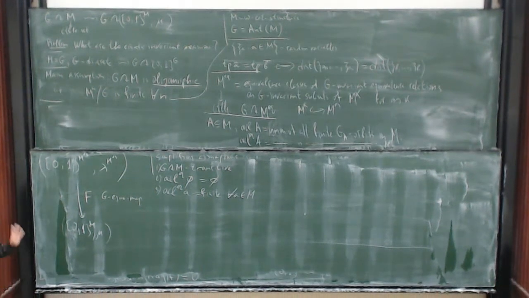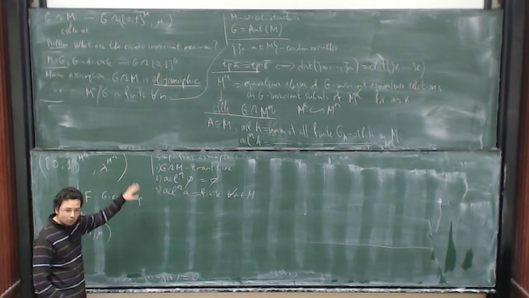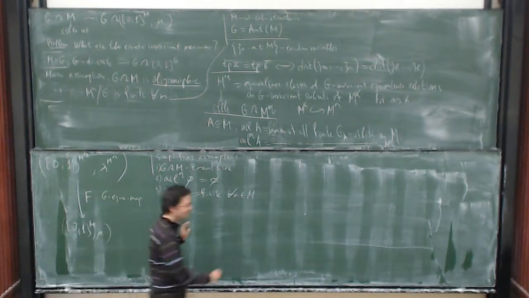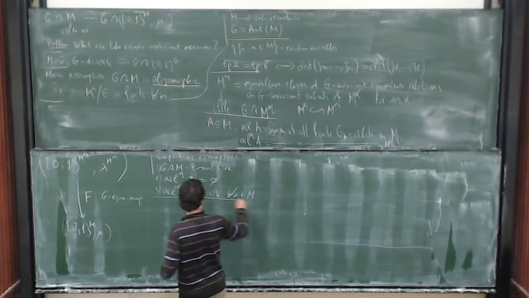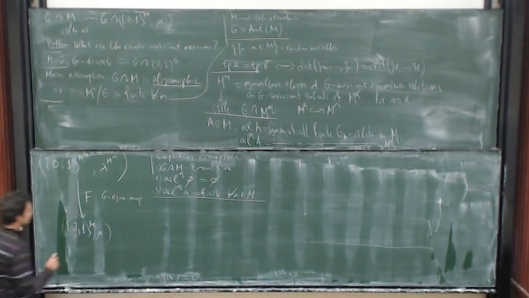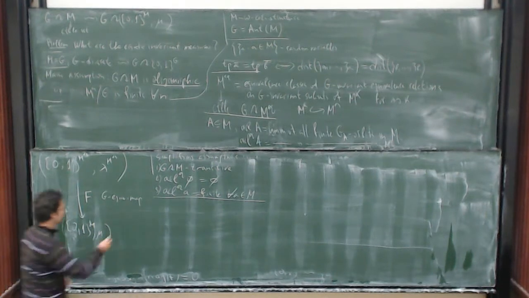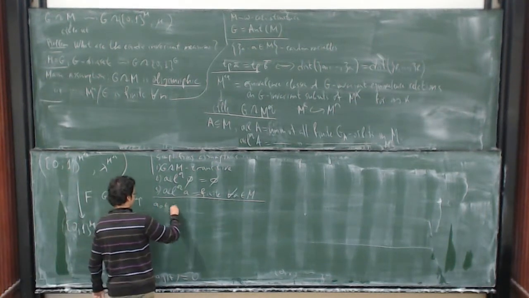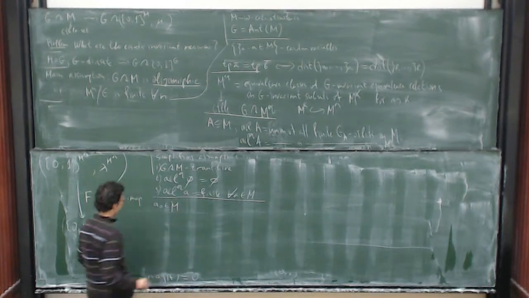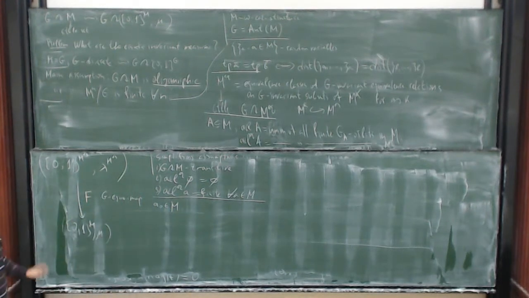I'm sure this is not necessary, but it makes me feel better. I agree that all of those assumptions are inessential. Okay, so now I fix some point a_0 in M. It doesn't matter which one because the action is transitive.